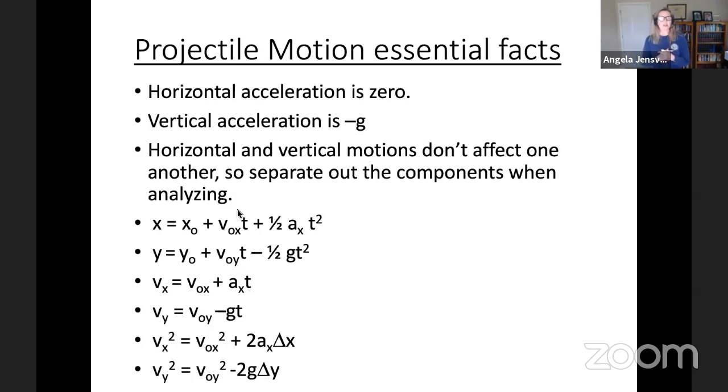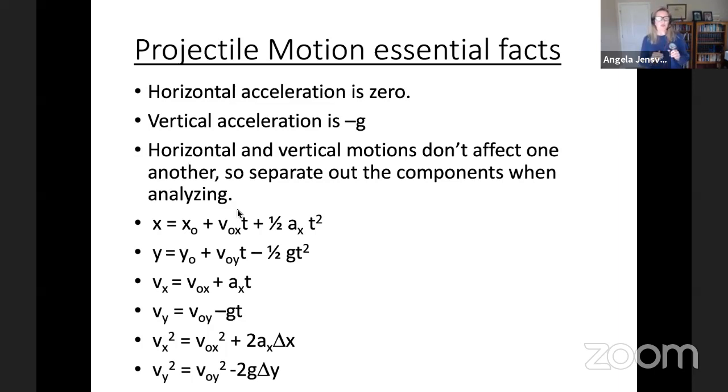The vertical acceleration is negative g. Why is it negative? Because the Earth is pulling down. The convention is normally that up is positive. Negative g. Horizontal, this is like the core understanding of projectile motion, okay? Horizontal and vertical motions don't affect one another.